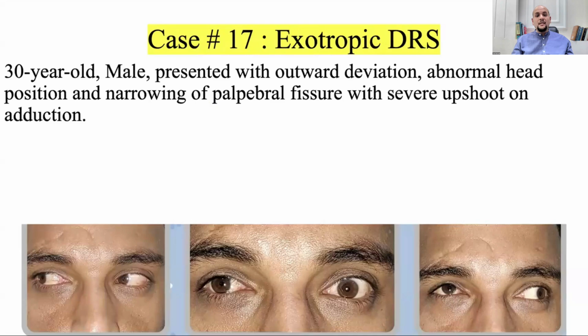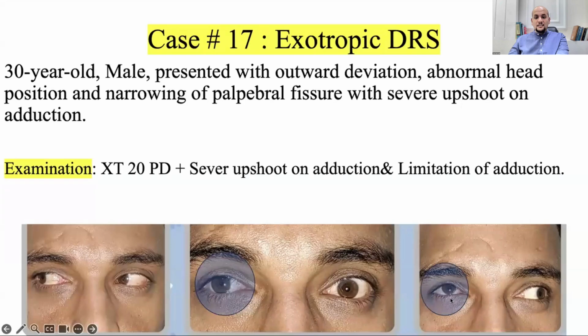That is a 30-year-old male with outward deviation, abnormal head position, narrowing of the palpebral fissure, with severe upshoot on adduction and limitation of adduction. So what type of Duane is this one? This is exotropic Duane or Duane retraction syndrome type 2 with exotropia and limitation of adduction.